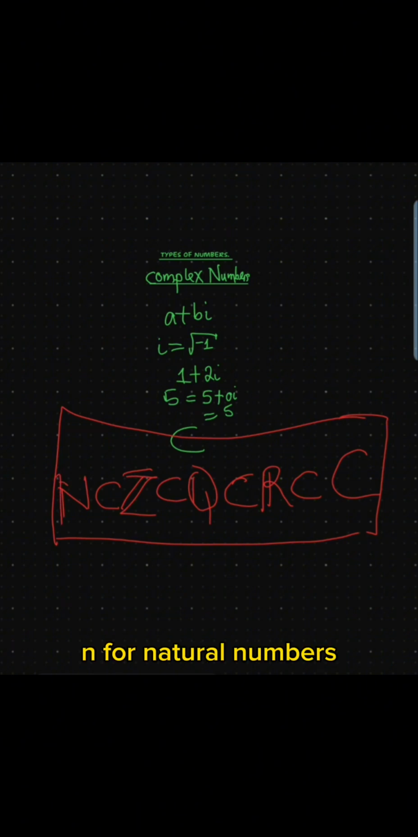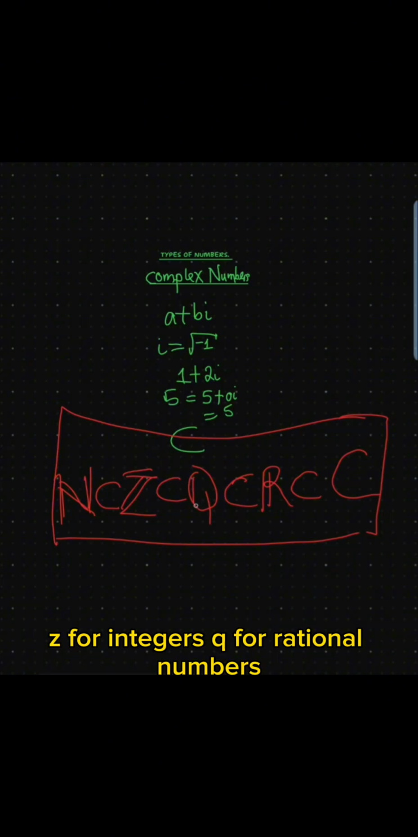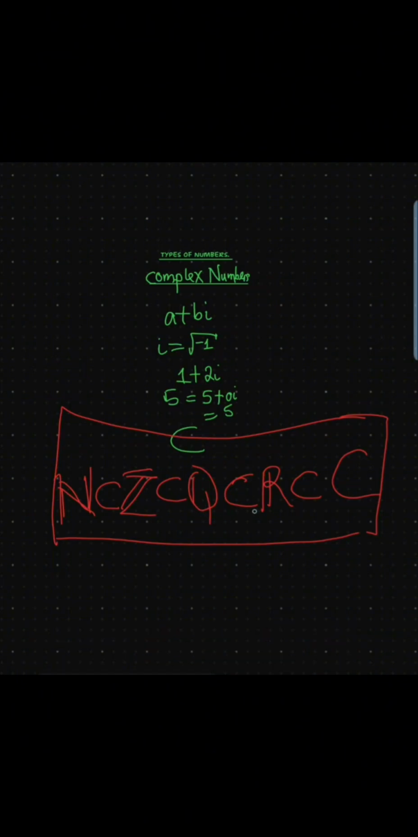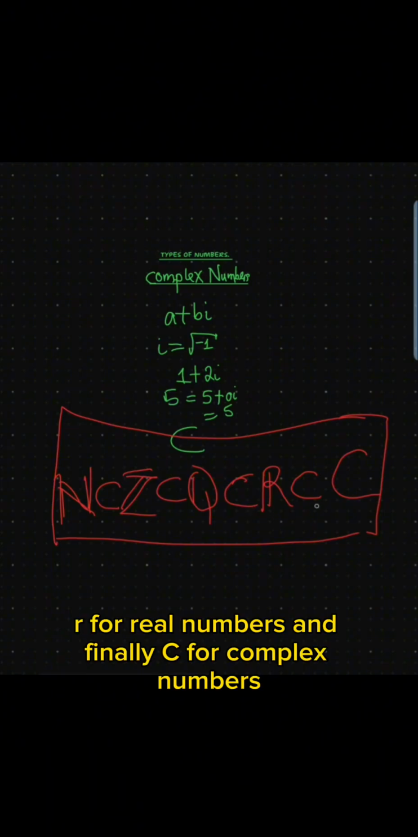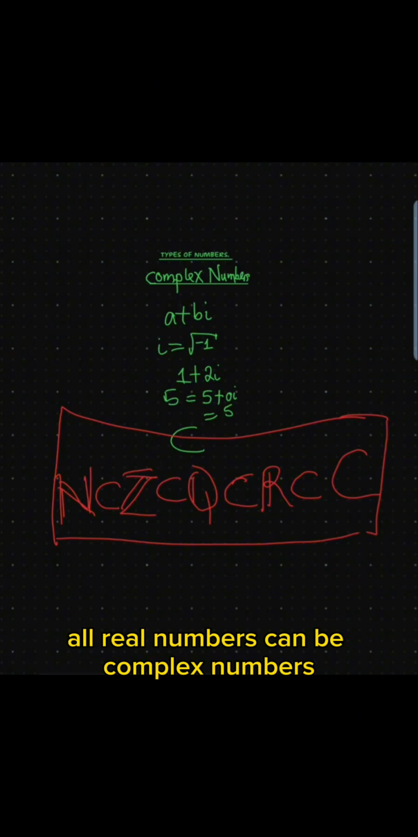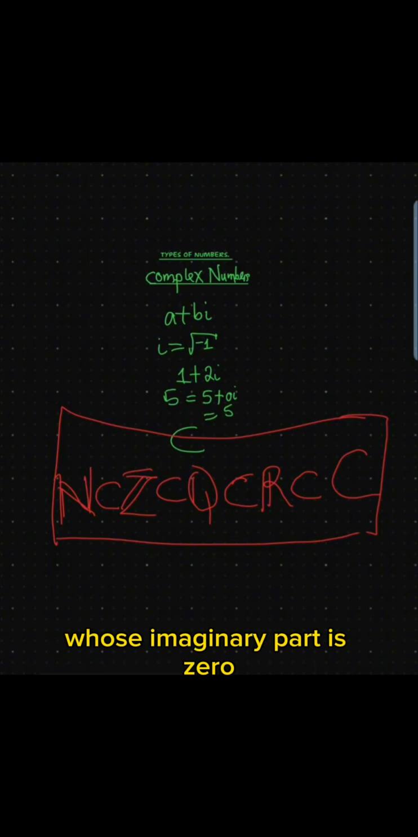So N for natural numbers, Z for integers, Q for rational numbers, and irrational numbers are supposed to be here too, and then R for real numbers, and finally C for complex numbers. So that's why I said all real numbers can be complex numbers whose imaginary part is 0.